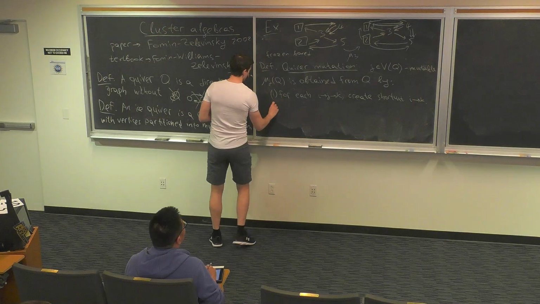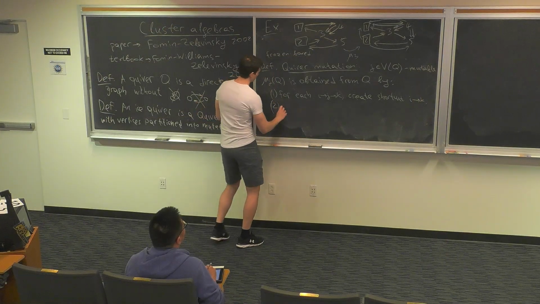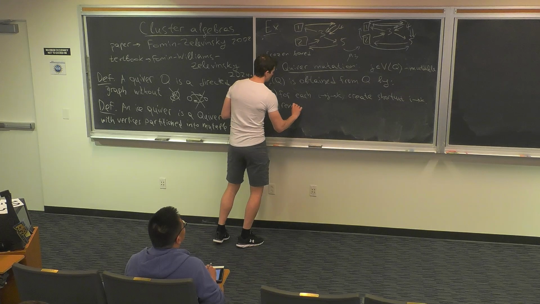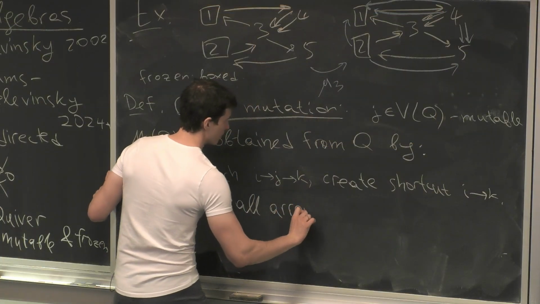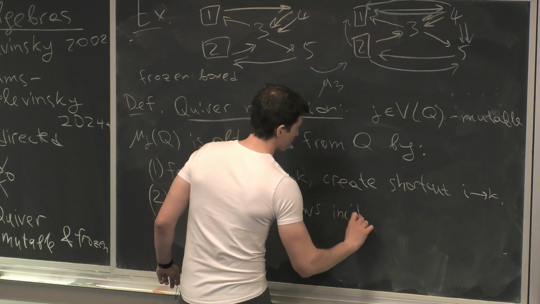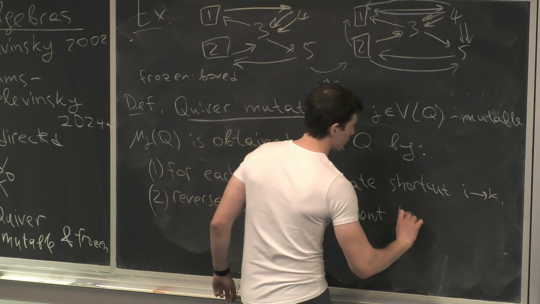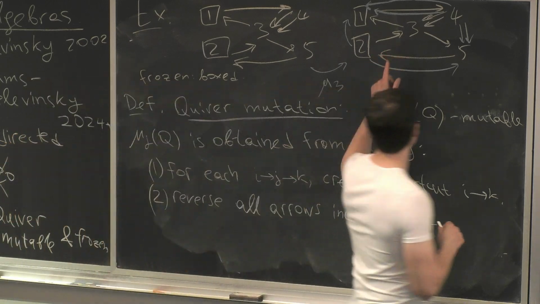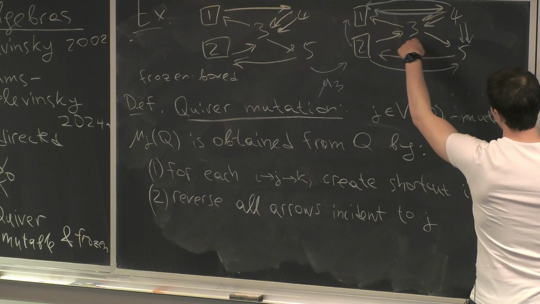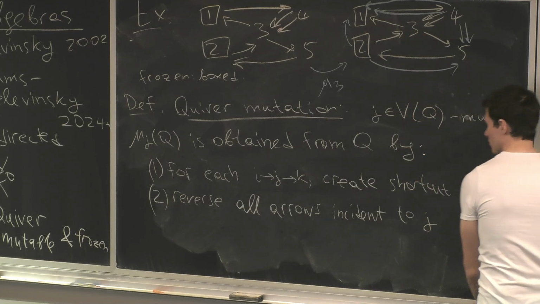Step 2 is I'm going to reverse all arrows incident to my vertex j. This is easy. There are 5 arrows here, and I'm just going to reverse all of them.